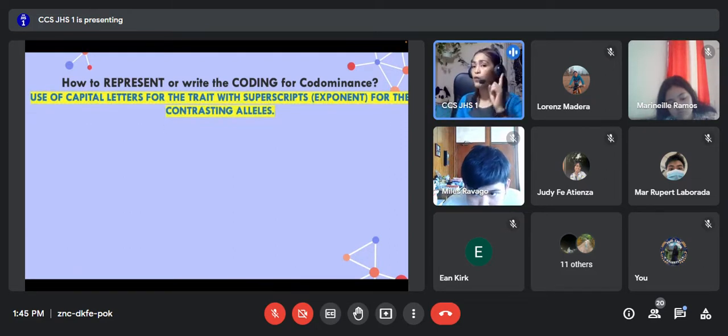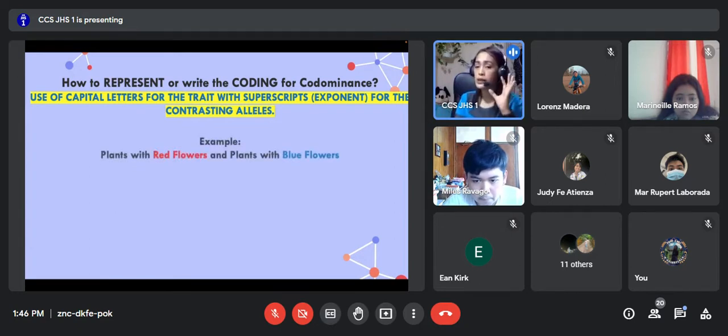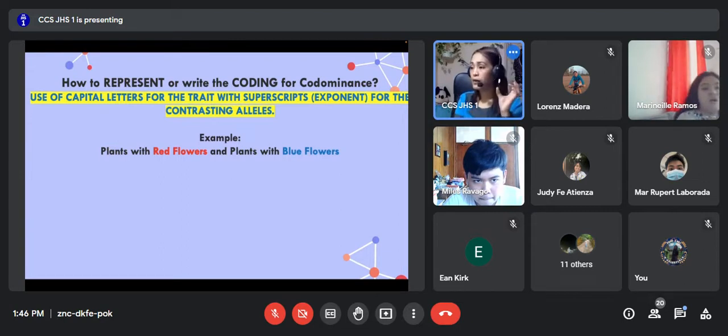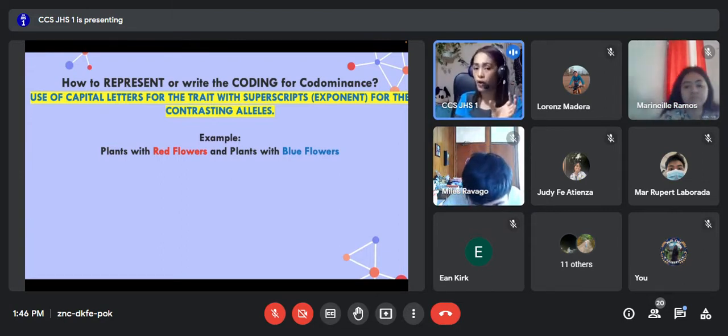So here, we only have one specific rule, and that is to use the capital letter of the trait, and then the superscript or exponent for the contrasting allele. Let me dissect this rule. Let us say we have this particular scenario as our example for codominance.